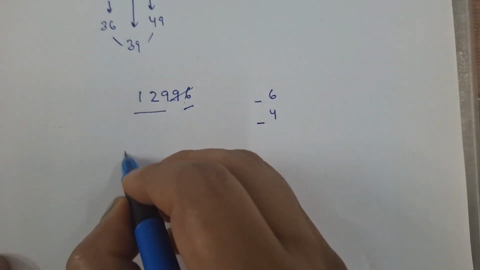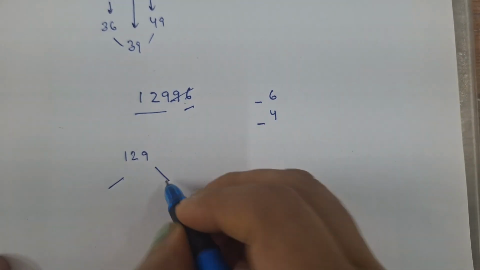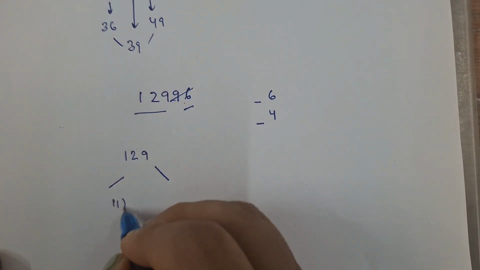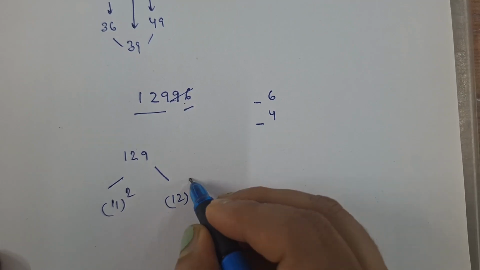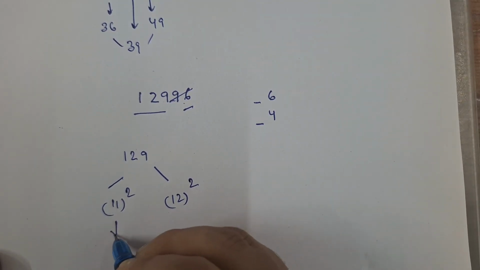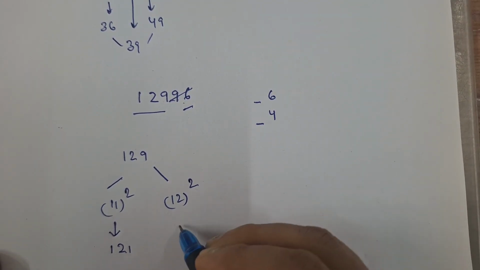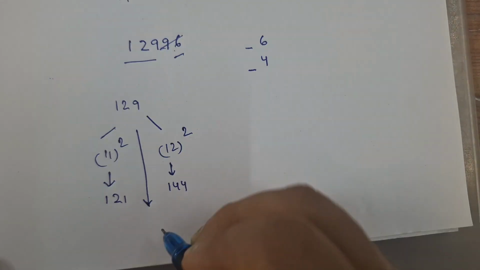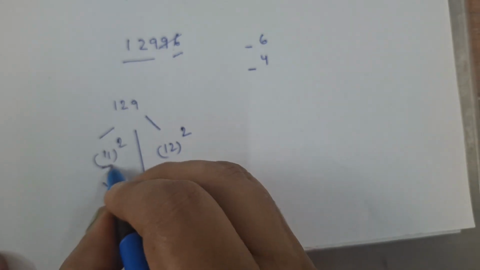Remaining 129 is left. We will find out between the squares of which two numbers 129 lies. 129 will lie between 11 square and 12 square. What is 11 square? It is 121. What is 12 square? 144. So we can say 129 lies between the squares of 11 and 12.